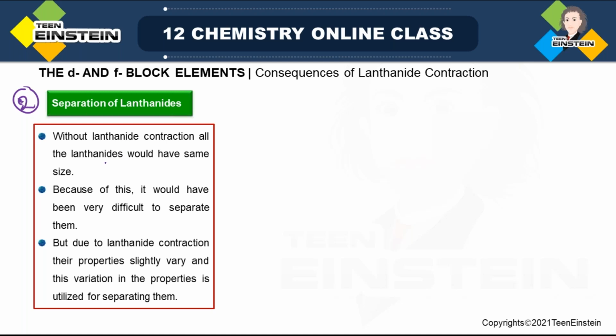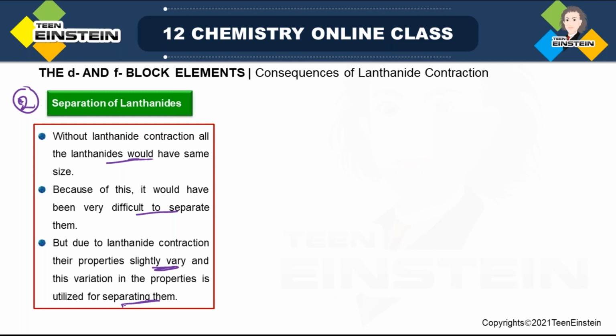So without lanthanide contraction, all of these elements would have the same size, and because of this, it will be very difficult to separate them. But as there is lanthanide contraction, even if the difference between them is very small, there is still some difference. These properties are slightly varying, that is, the sizes are slightly changed. So this variation in the properties will be utilized to separate them.